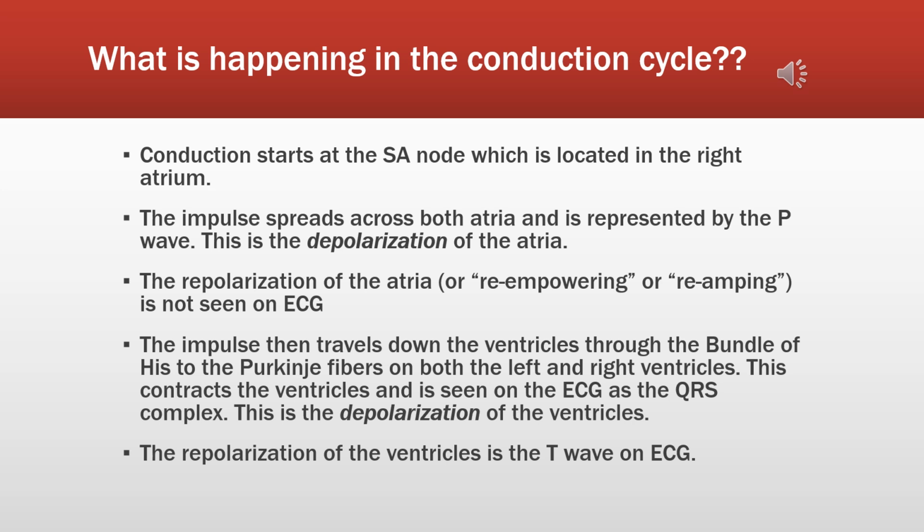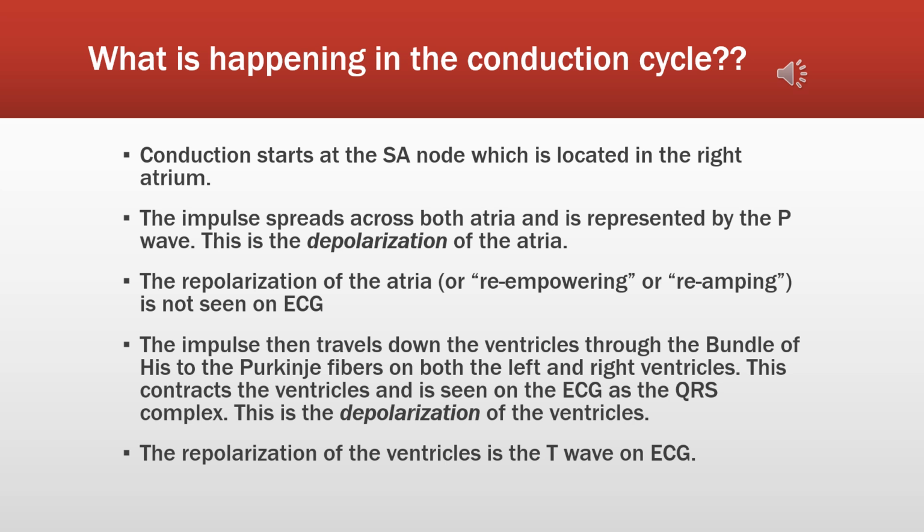So the impulse then travels from the atria down through the bundle of His, which is found in the septum. It goes to the Purkinje fibers, which are found on both the left and right sides of the ventricles, and this allows the ventricles to contract or depolarize, and is seen on the ECG as the QRS complex. So the QRS complex is always associated with the ventricles.